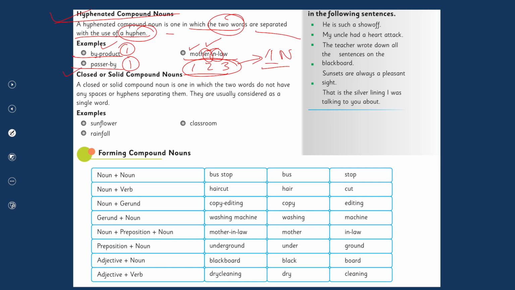There is another kind of compound noun. They are called closed because we don't have any space between these two words. Sunflower, rainfall, classroom, they are joined. Class, room. Two words without space, without hyphen, we call them closed or solid compound nouns, working as one noun. Classroom, we are talking about one classroom, two classrooms, sunflower, rainfall.